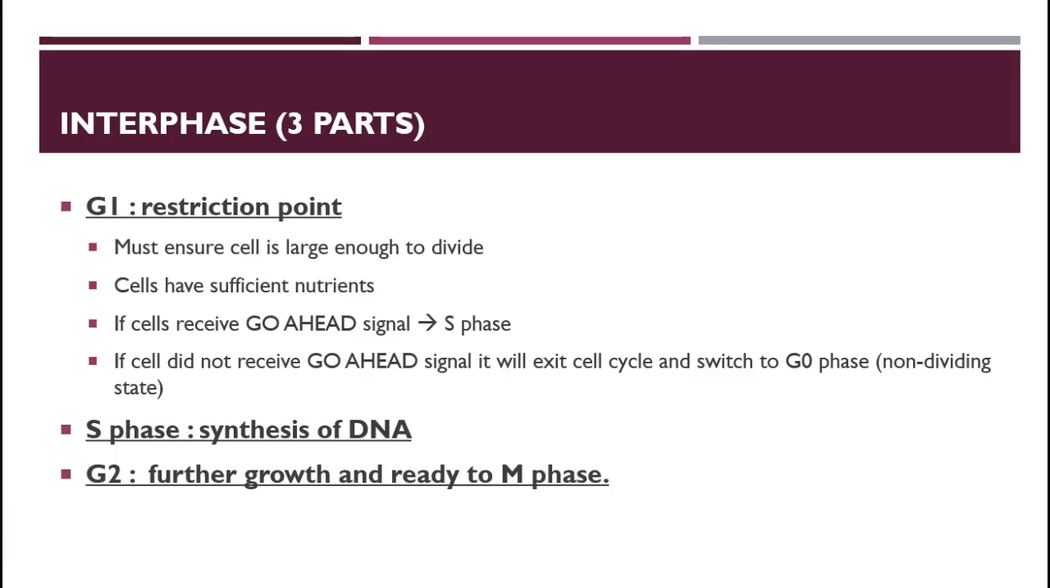Interphase is actually divided into three parts: G1, S phase, and G2 phase. The G1 is called the restriction point. At this point, the cell is matured and large enough to divide and has sufficient nutrients. And then it can proceed to the S phase. At this phase, DNA is replicated. The cells then continue to grow and get ready for the mitosis process.